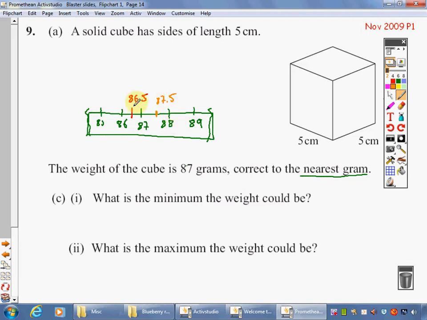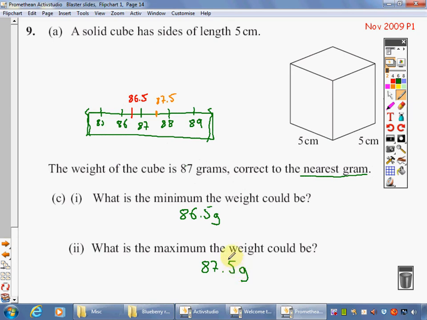So the minimum it could have been would have been 86.5 grams, and the maximum it could have been would have been 87.5 grams. Now lots of students argue with me and say, well, that's not true, because if it was 87.5 we'd round that to 88.